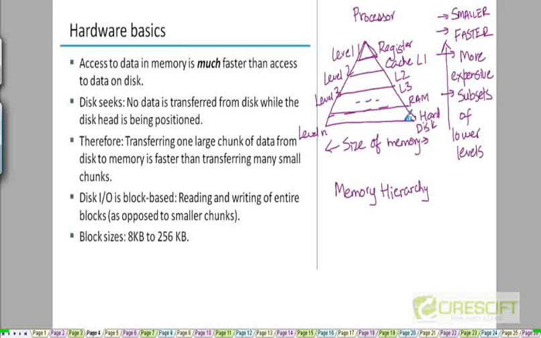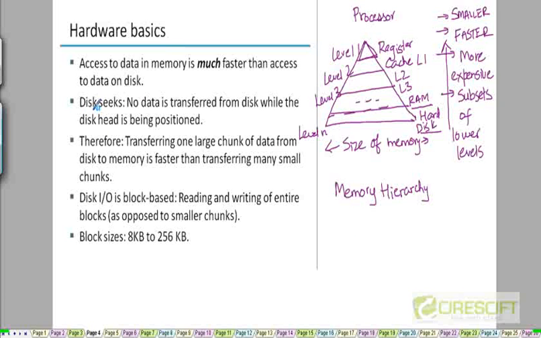So this hierarchy is what you need to keep in mind when thinking about these hardware constraints that we're going to just talk about. So accessing data in the RAM is much faster than accessing data in the hard disk.